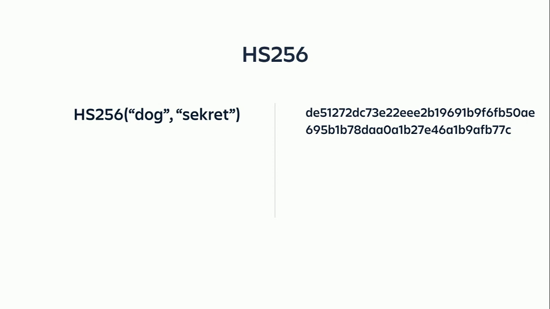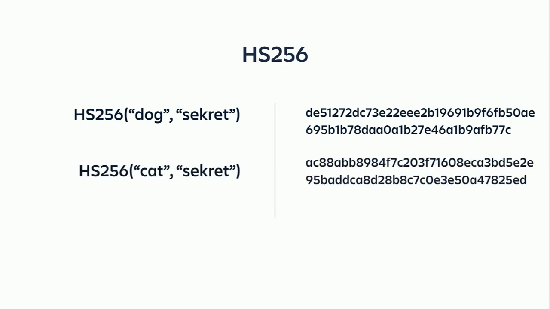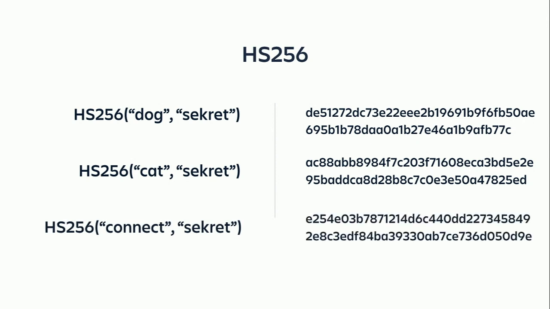All right, let's look at something designed by someone far smarter than I am, HS256. You might have remembered seeing this in the algorithm header of the JWT. So, it's not just a normal hash function, it also takes in a secret key. If you hash dog with the secret key secret, you'll get something like this. Similarly, cat with the same shared secret becomes this. And connect will become something like this.